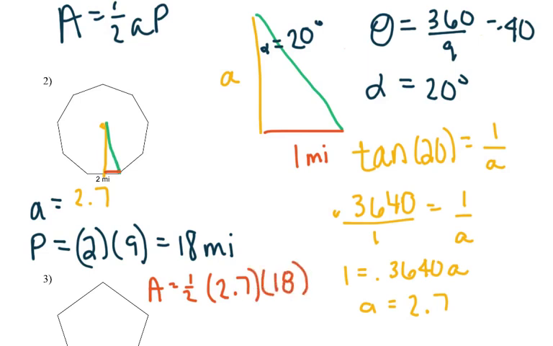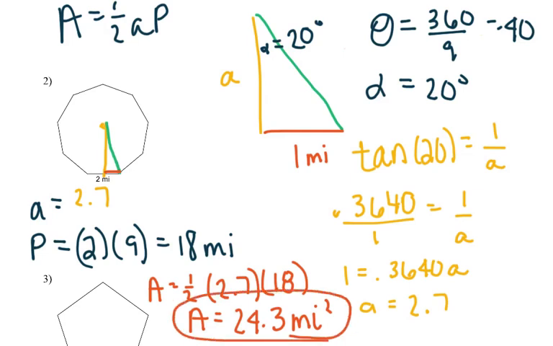And then we use our calculator. We get that the area is approximately 24.3 square miles. So there's number 2. Alright, and we'll go ahead and scroll down for number 3.